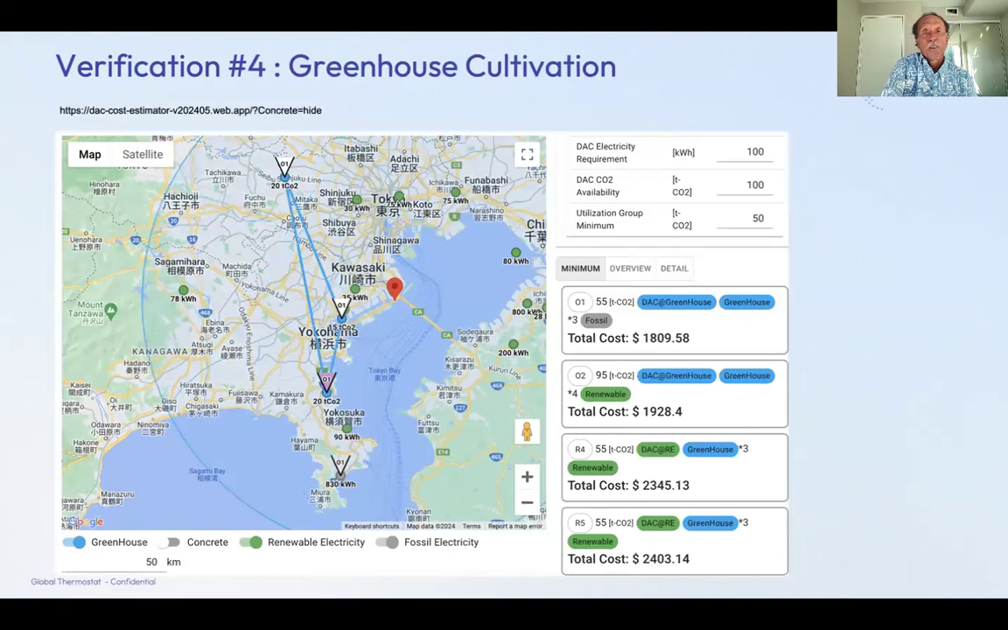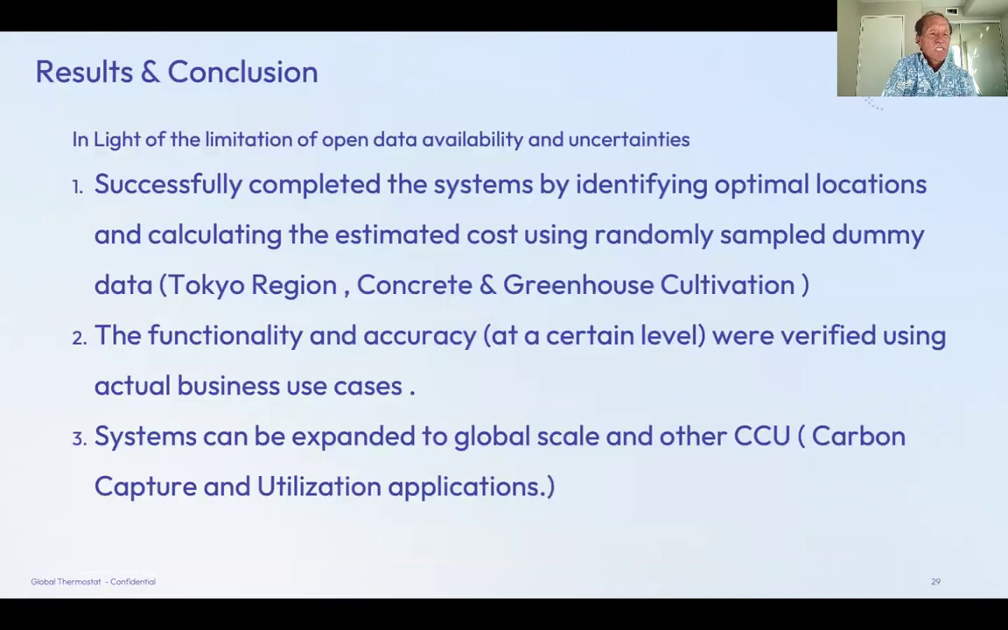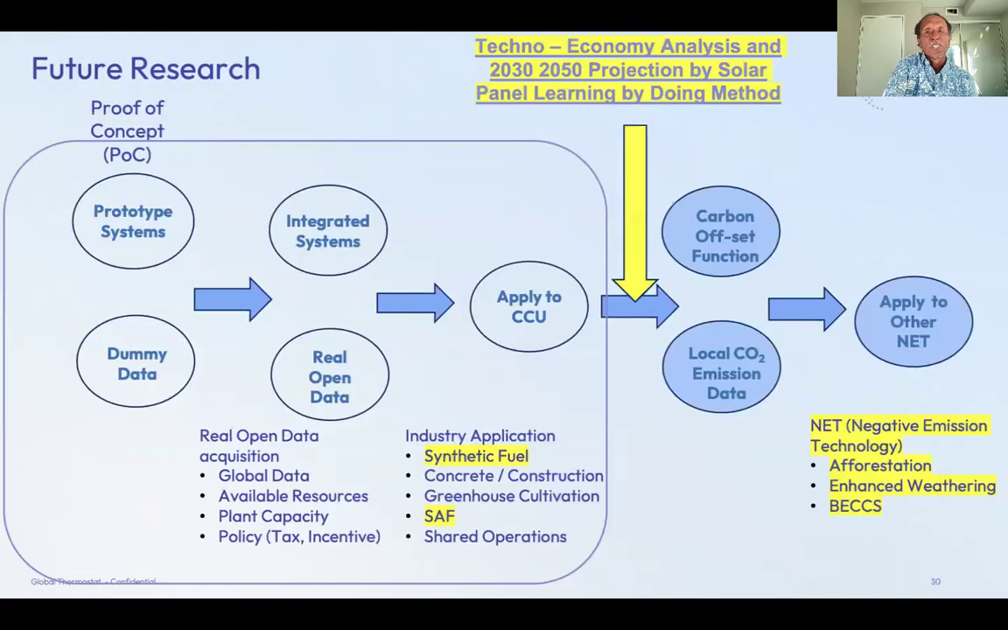And in the case of greenhouse cultivation, it's a totally different setup. Altogether, we can see it this way. So, result and conclusion: yes, I actually completed the system by identifying one location. And the functional accuracy was verified. And this can be expanded to global scale and applied to other CCU.